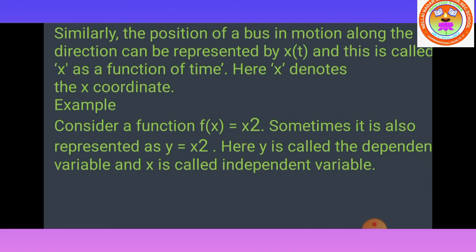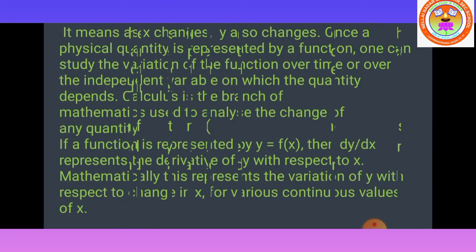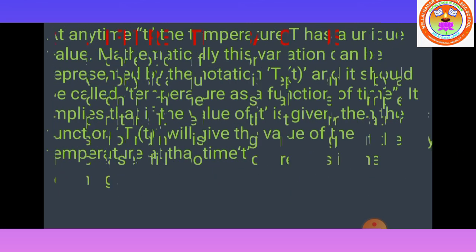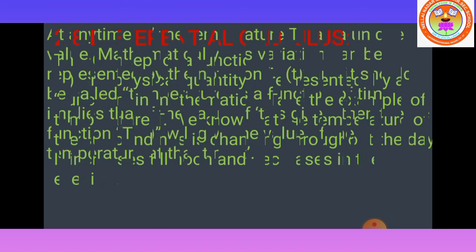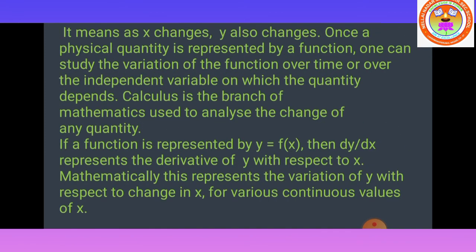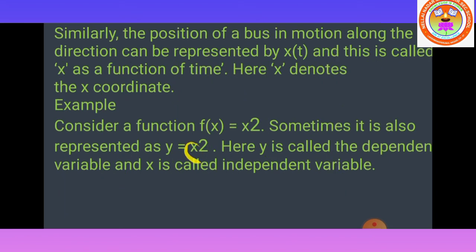Sometimes it is also represented as y is equal to x square. Here y is called the dependent variable, and x is called the independent variable. It means as x changes, y also changes. That is a dependent variable.